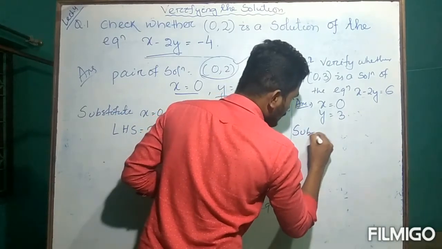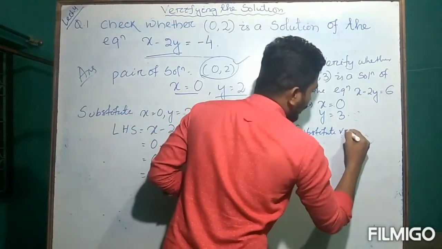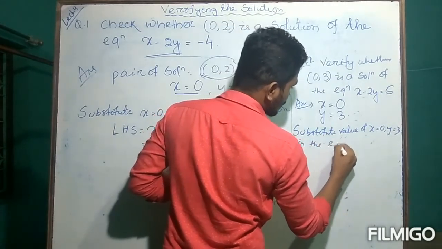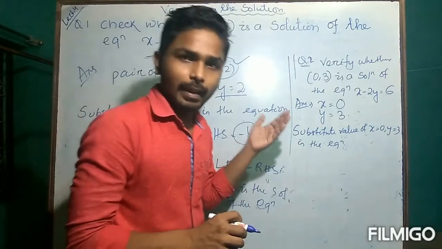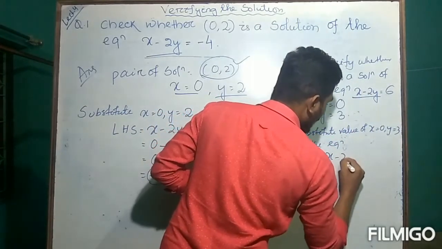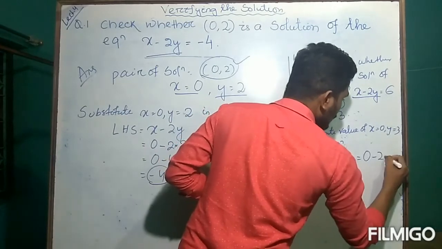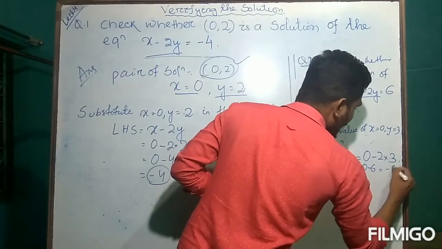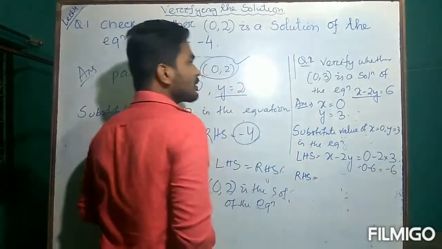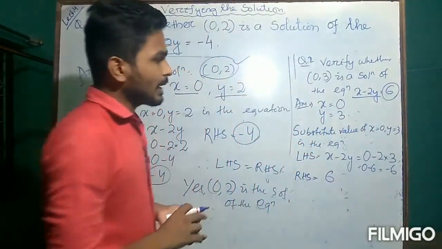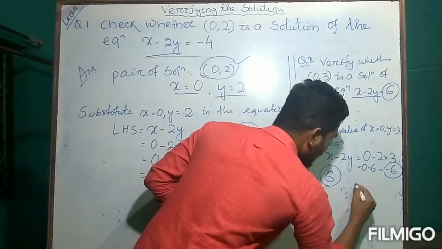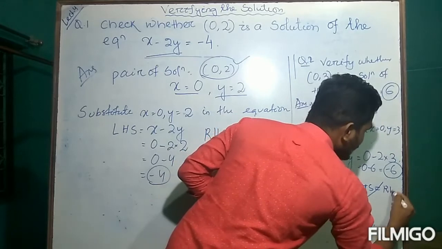So write that substitute the value of x 0, y 3 in the equation. Now you need to find the LHS as well as the RHS. Here the LHS is x minus 2y. So x is 0 minus 2 into y, which is 3. So 0 minus 6, that is minus 6. So we got LHS is minus 6. Similarly, from the equation we have the RHS to be 6. But you can see in this case the LHS is minus 6 but the RHS is plus 6. That means LHS is not equal to RHS.